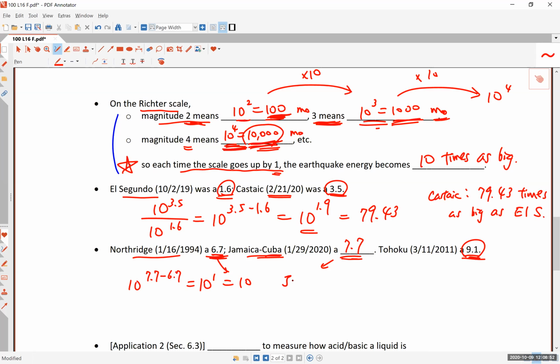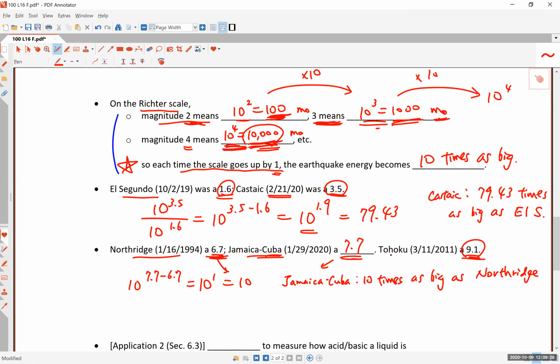So you can say Jamaica, I should say Jamaica, right? It depends on where you're from. The Jamaica, Cuba earthquake was 10 times as big as the Northridge earthquake. And that's kind of surprising because the Northridge earthquake was huge. I mean, that's the last time COC held classes out there in the parking lot under tents. That's how serious that place was. I mean, the earthquake was devastating.